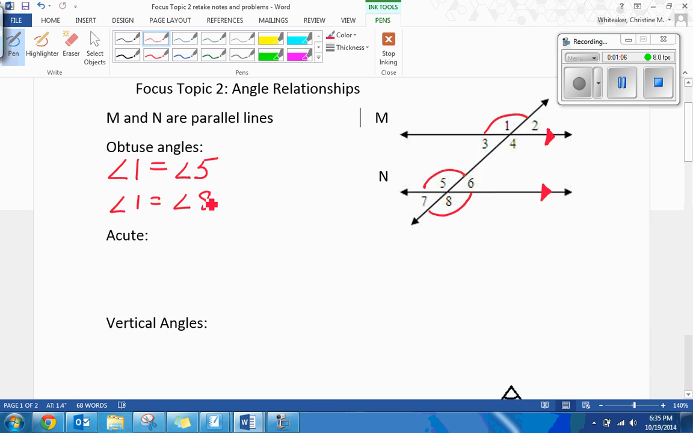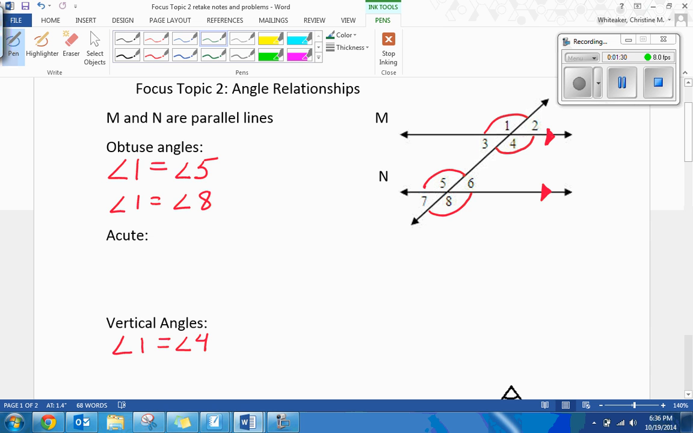Okay, I know you're saying, hang on, Miss Whitaker, isn't angle 4 an obtuse angle? And you're right, angle 4 is. But we're going to list this down here. Angle 1 equals angle 4. Okay, so angle 1 and angle 4 are going to be vertical angles. And we're going to talk about those in a little bit. Okay, so now let's go on and name our acute angles.